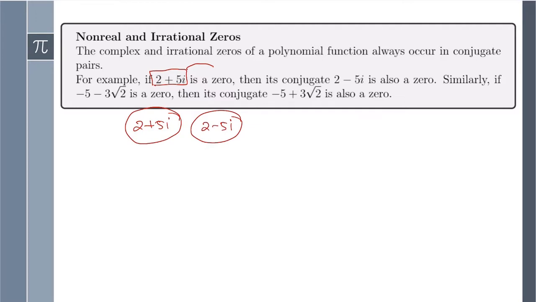Similarly, this is true when we have an irrational zero. For example, if we have negative 5 minus 3 square root of 2 as a zero of a polynomial, then we also have negative 5 plus 3 square root of 2, which is the conjugate of this one, as a zero of the polynomial. So non-real and irrational zeros always occur in conjugate pairs. So if one of the conjugate pair is a zero, then the other must be a zero of that polynomial.